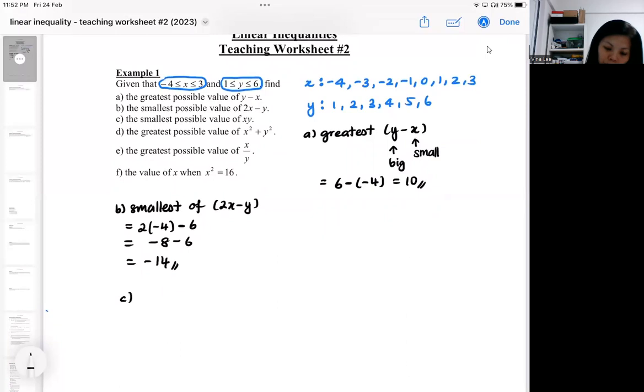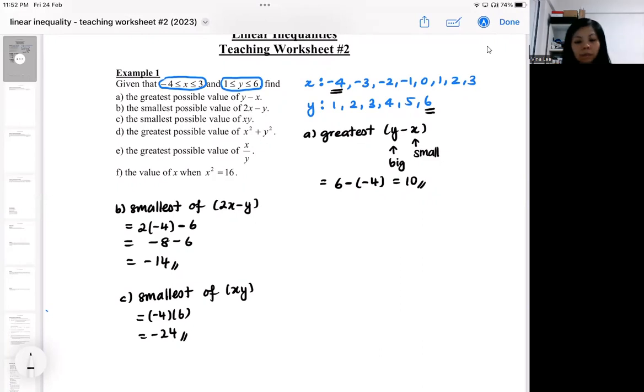So for part C, we want the smallest product. Again, you have to think, you want to be very, very negative. So how negative can you get? So I will choose a -4 and a 6. Because when I do this, I get a -24. And you can see whether you can get even more negative with this or not.